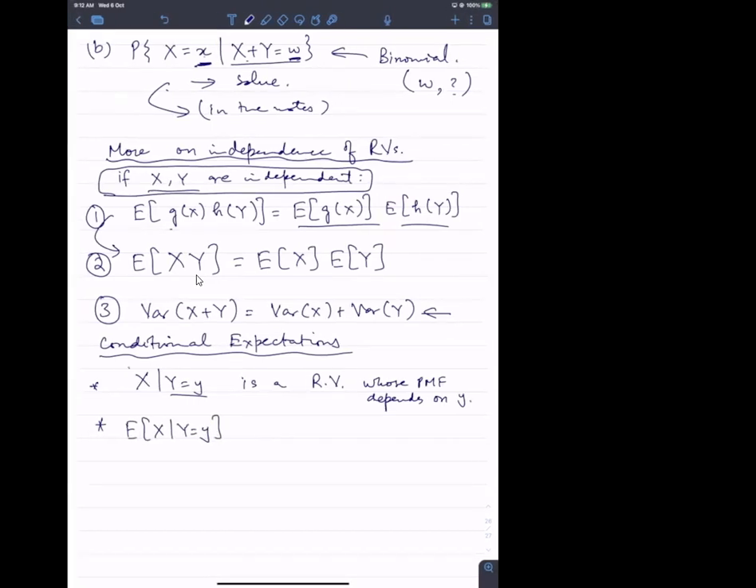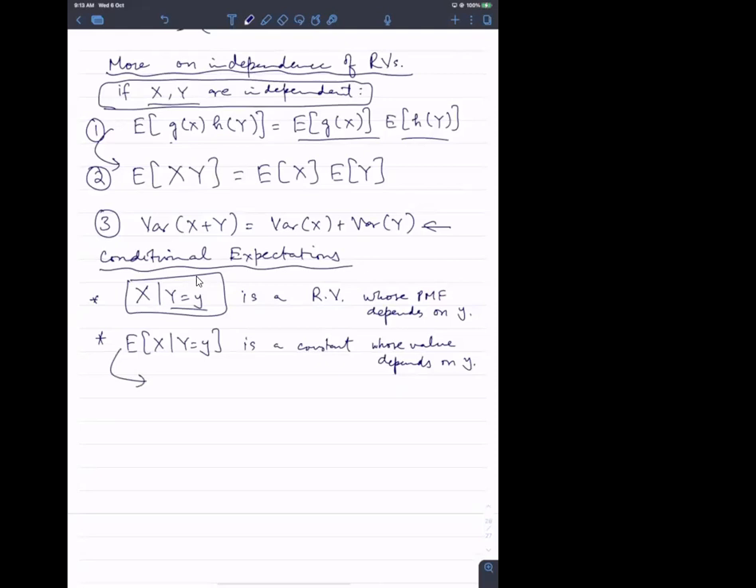Now, since x given y is equal to y is a random variable, उसकी expected value find करेंगे अगर, तो it is a constant. It is a constant, but it is not a constant which is independent. It's a constant whose value depends on y. Okay. So that means that this guy here is a function of small y. What that means is the expected value of x given y is a function of capital Y.